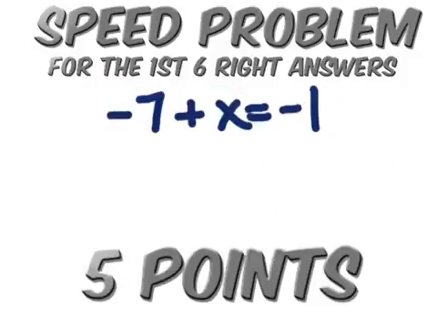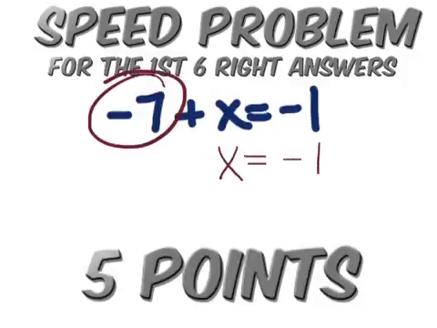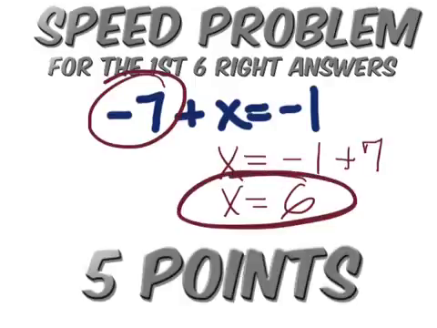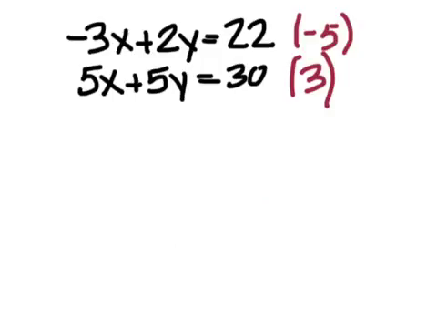Here's another one to the first 6. You have to keep this x on the left and the negative 1 on the right, but this moves over and becomes plus 7. Negative 1 plus 7 is positive 6. There's nothing left to do, so that's the answer. It should have been negative 5 right there.